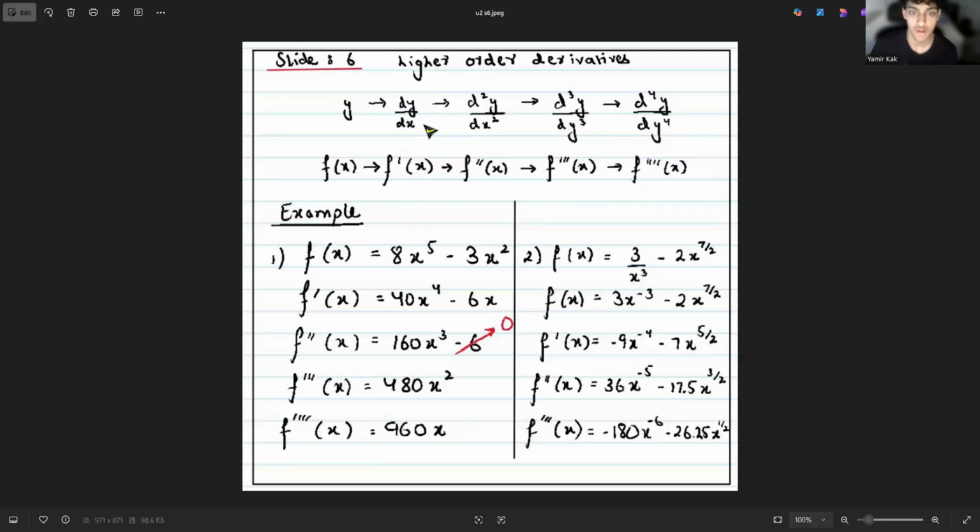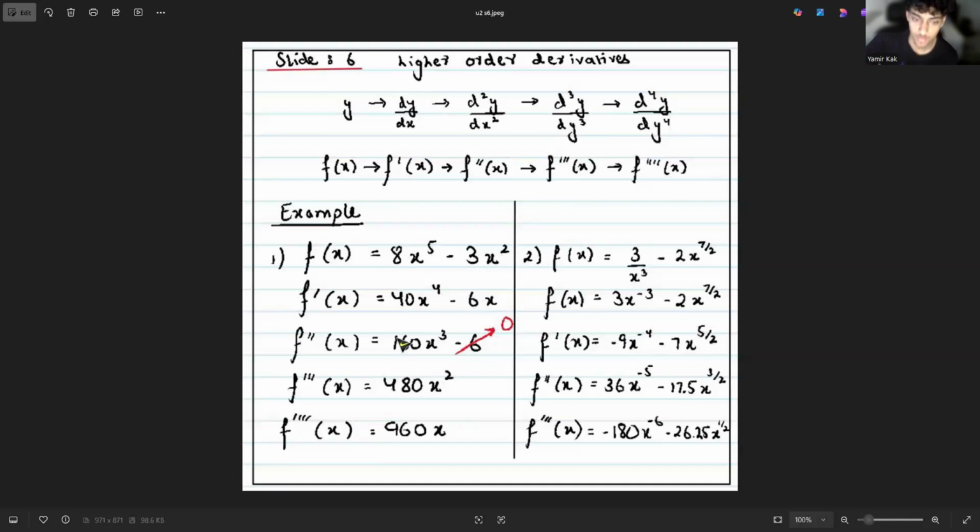So f of x equals f1 of x, then that becomes f2, the second derivative, then the third derivative, then the fourth derivative. We'll look at our first example here. f of x equals 8x to the power of 5 minus 3x to the power of 2. All we do is the power rule to find our derivatives, right? So 5 times 8 is 40, and 5 minus 1 is 4, that's 40x to the power of 4. Then 2 times -3 is -6, and 2 minus 1 is 1, so we have minus 6x.